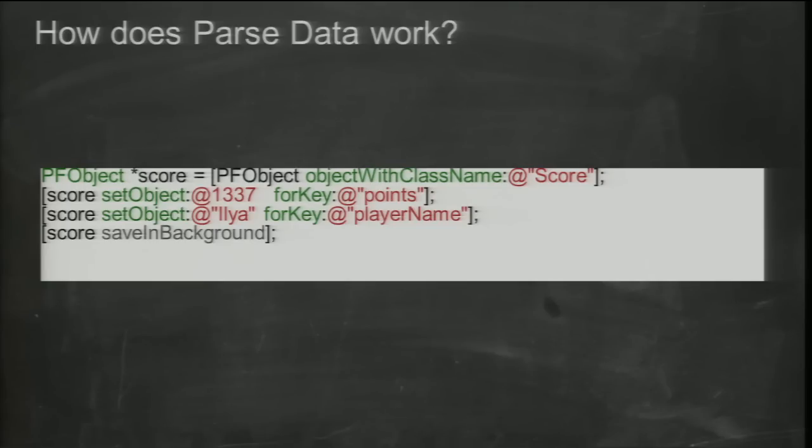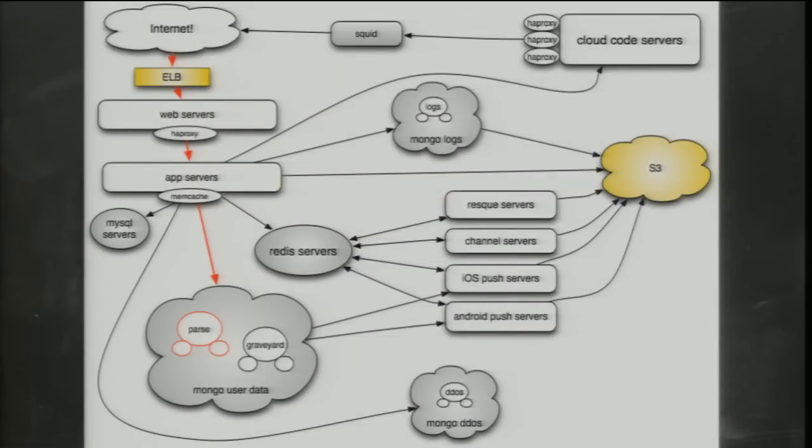On the other hand, if you wanted to add a field, you wanted to say, I'd like to store the location of every one of these scores, you don't have to tell us about that ahead of time. Just start sending it. We'll figure it out. We'll infer it for you. And that's a big part of what these app servers do, is they maintain the schema data that comes in through these requests.